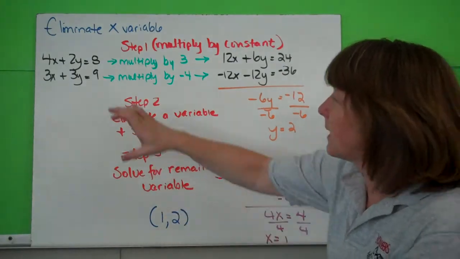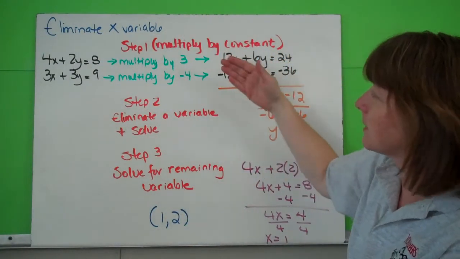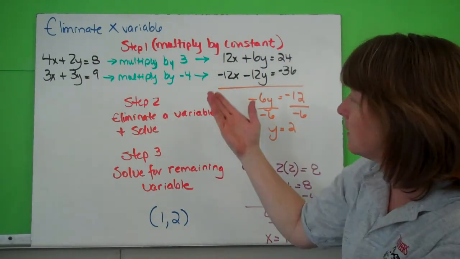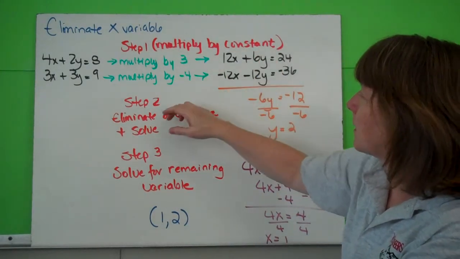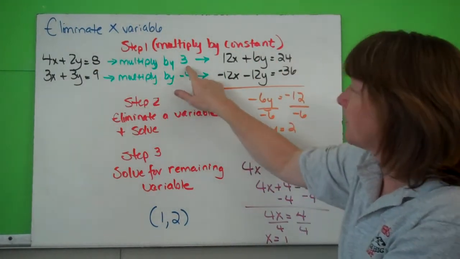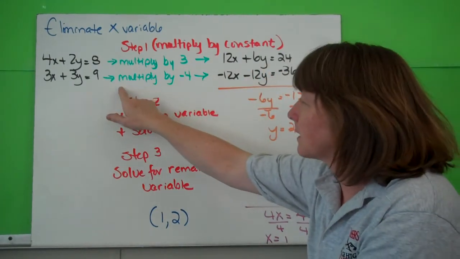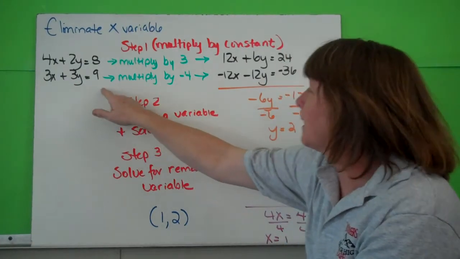We're going to look at the same problem. First thing we're going to do is eliminate the x variable. On the next slide, we're going to eliminate the y variable, and we're looking at the exact same problem. You can eliminate either variable. So, step 1, multiply by a constant. We're going to multiply the first one by 3. You've got to multiply each term. In the second equation, we're going to multiply by negative 4. Make sure you multiply each term by negative 4.